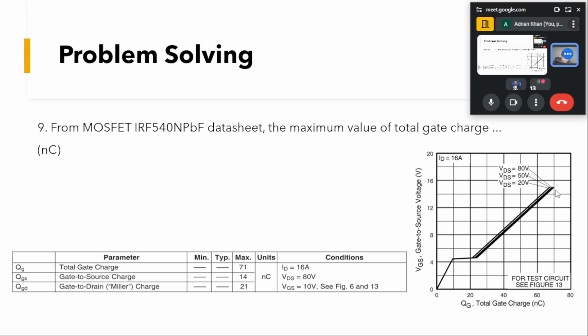If you look at the test condition of 80, at the 80 curve it touches around the 70 line, and you can see the exact value is 71 here. If you want other VDS values like 50 or 20, you can calculate from the graphs as well, but here it is given for these conditions, and it is 71 nanocoulombs, so QG is 71 nanocoulombs. You only have to write 71 because nanocoulombs is already written. Just write 71. That is the answer to this question.